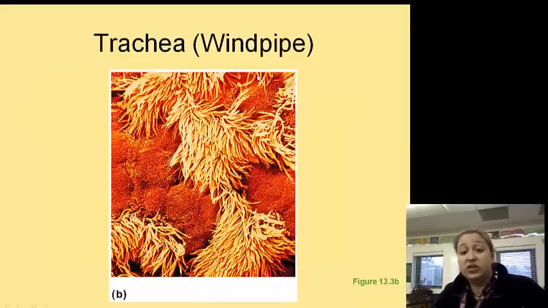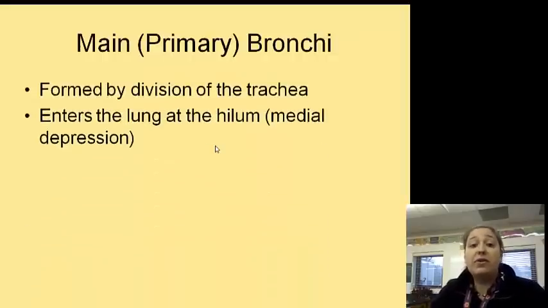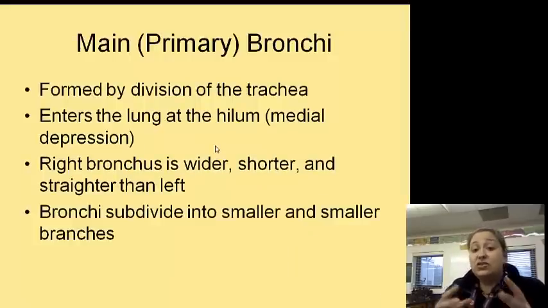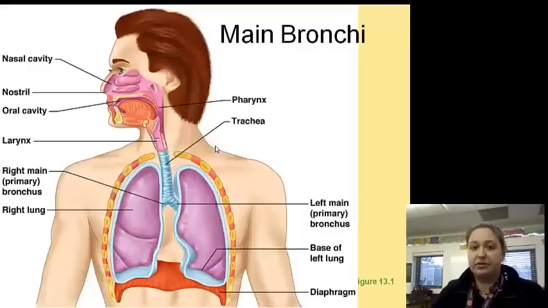Again, this is what it actually looks like. These are the little hairs that beat backwards. So our primary or main bronchi divide from the trachea and enter the lungs at the hilum, or the medial depression. The right bronchus is wider, shorter, and straighter than the left. The bronchi subdivide into smaller and smaller branches from here. So again, we see our trachea into the right and left bronchi.